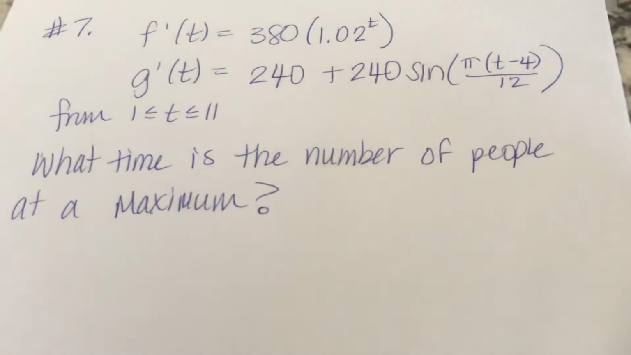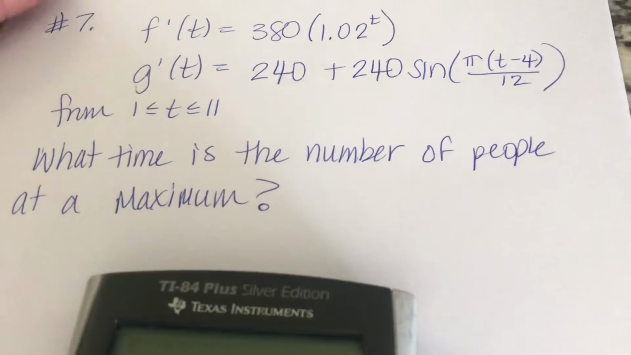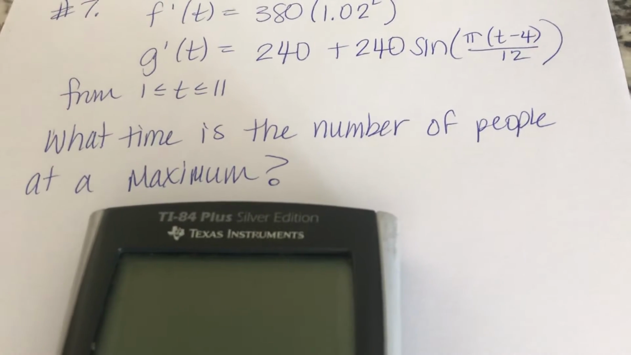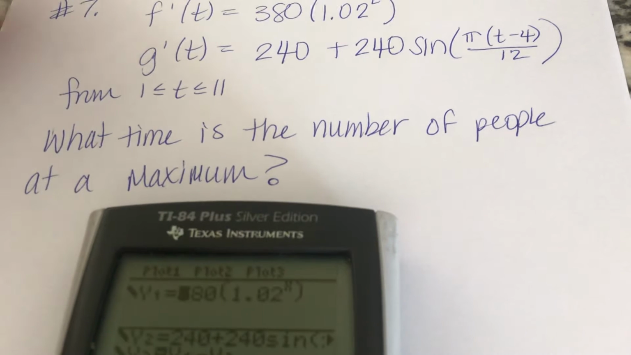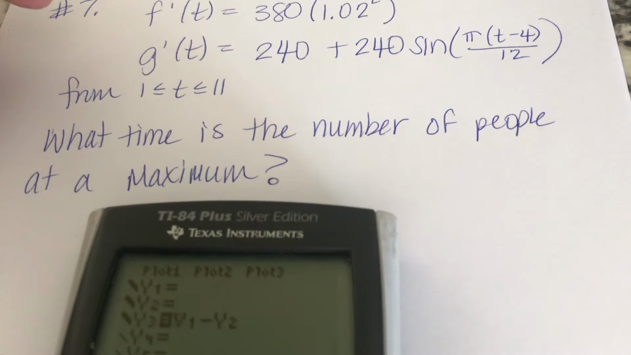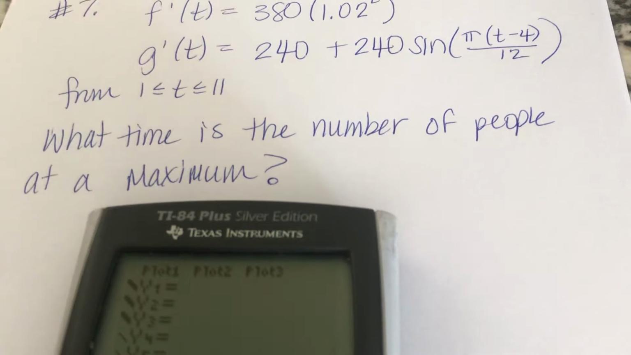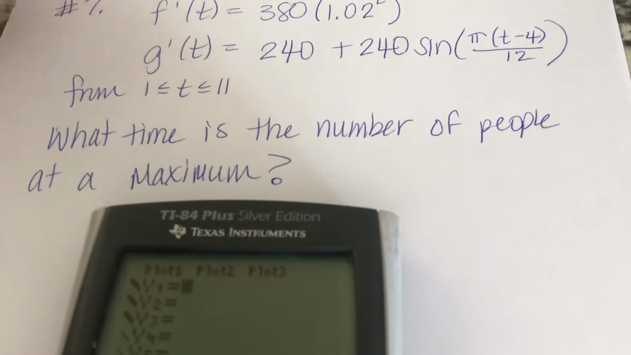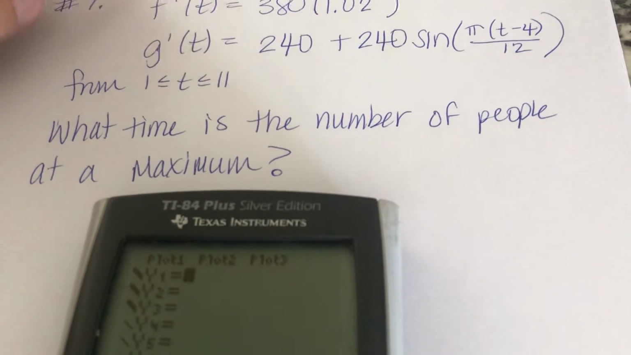Okay, so here's number 7 on the calculator like I promised. This is the one about the castle, people entering and leaving the castle. I'm going to go to y equals, and I actually have them both in there, but I'm going to take them out. Start from scratch. So the original question talked about f of t being the number of people in the castle, where f prime of t was the rate of people entering the castle.